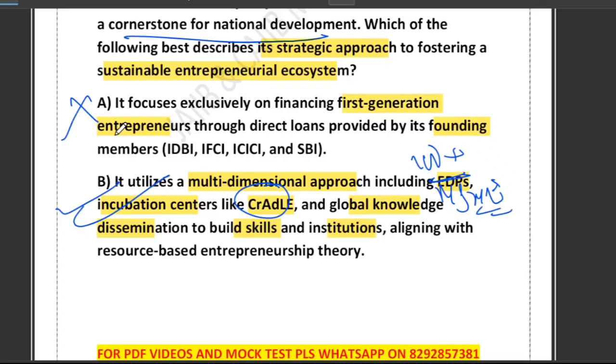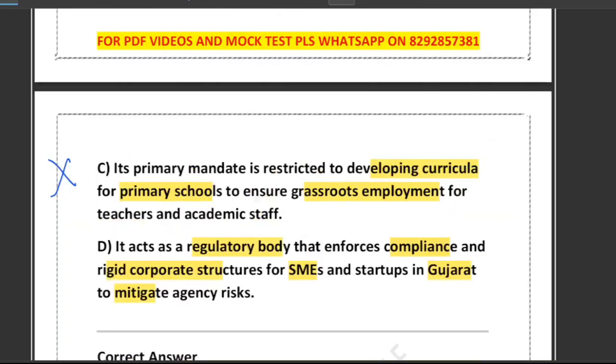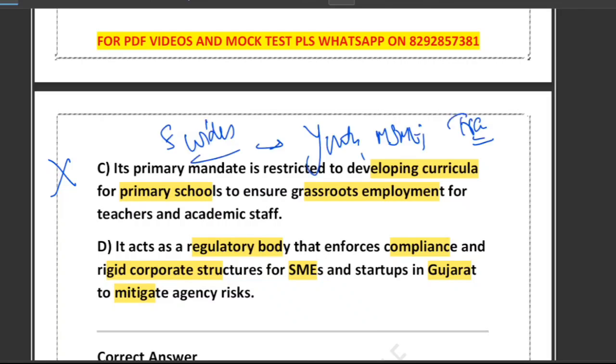What about option C? It is incorrect. It says that EDII's role is limited to primary school curriculum development. No. EDII's scope is much wider. It works with youth, MSMEs, trainers, and policymakers. Here option C is wrong. What about D? D says that EDII is a regulatory body. No. It is developmental and promotional, not regulatory. It focuses on flexibility, support, and skill development. It does not enforce any law or compliance. So option B is the correct answer.